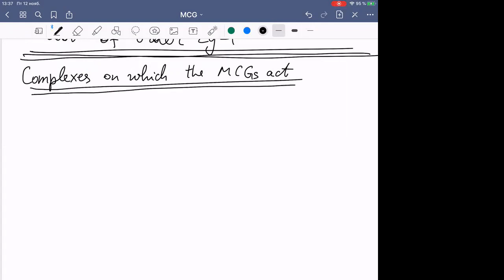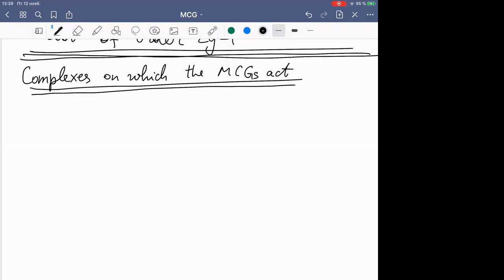There are plenty of such complexes. Many of them have nice topological properties. Well, actually, I would like to start with some philosophical speculations. First of all, if just a group acts on the complex, but we can't say anything about the topological property of this complex, then this is useless.